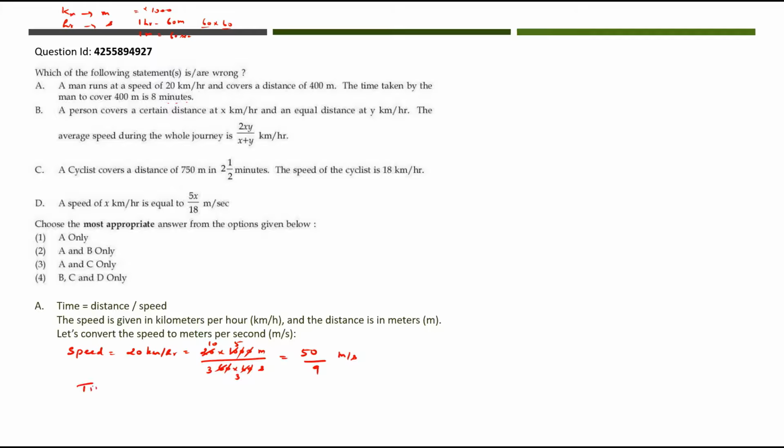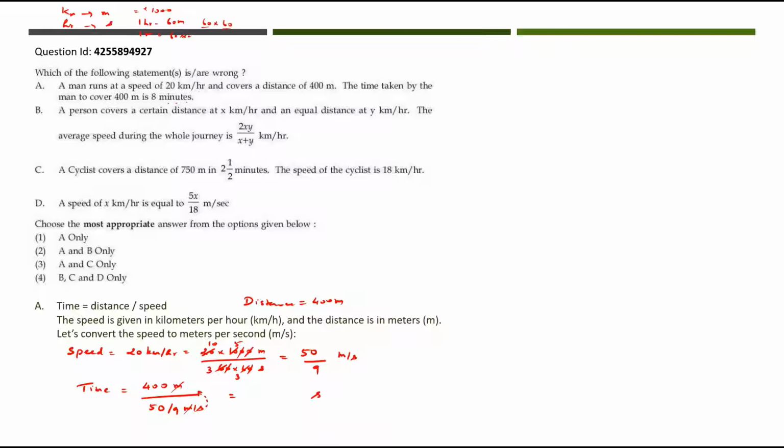Now we have to find the time taken to cover 400 meter distance. As per the question, the distance is given as 400 meter. Time is equal to 400 meter divided by the speed, which is 50 divided by 9 meter per second. Now meter and meter will get cancelled. This per second will move to the numerator. So now the unit will be in the form of seconds. How should we evaluate this?